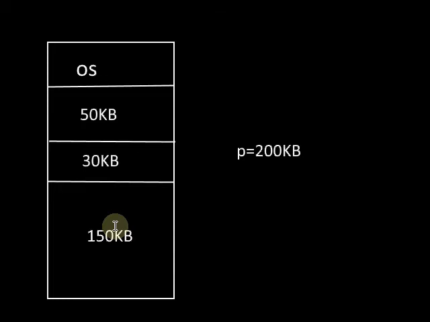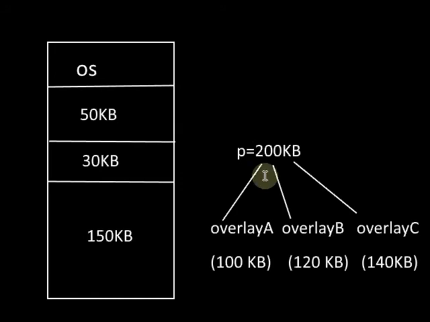In overlays, we divide the process or the object code into segments or overlays in which each overlay can fit into this available partition, and each overlay is independent of other overlays. Each overlay requires all the data and code that is required for its execution, and it need not access the data and code of other overlays.